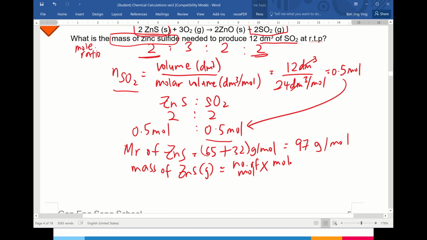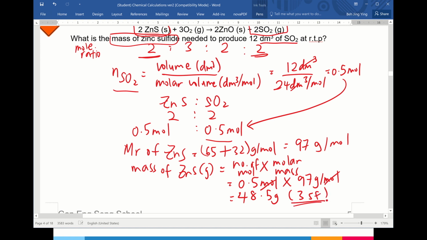So, number of moles is 0.5 mole multiplied by 97 gram per mole. So, per mole is 97 gram. Half a mole will be 48.5 gram. And leave my answer always to 3SF. Always. Okay, so my final answer, mass of zinc sulfide is 48 gram.